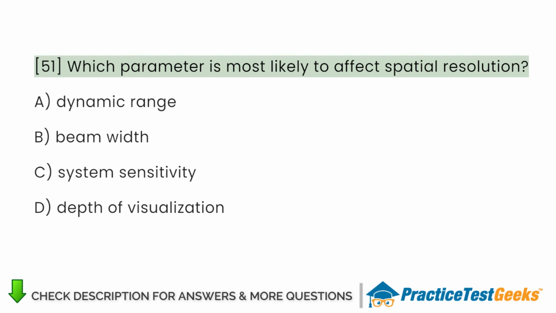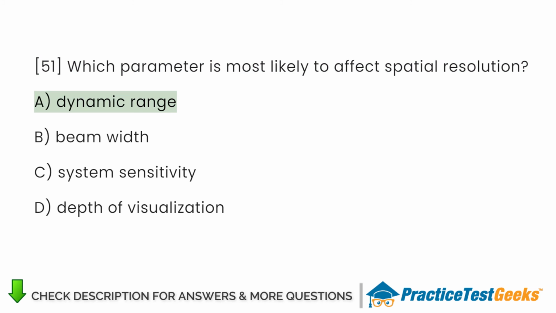Which parameter is most likely to affect spatial resolution? A. Dynamic range. B. Beam width. C. System sensitivity. D. Depth of visualization.